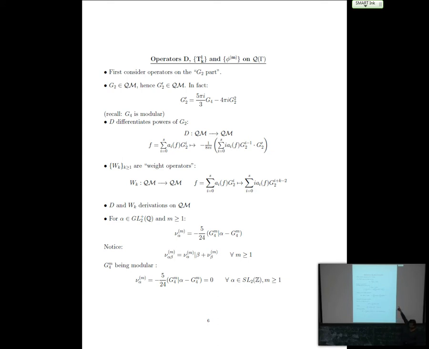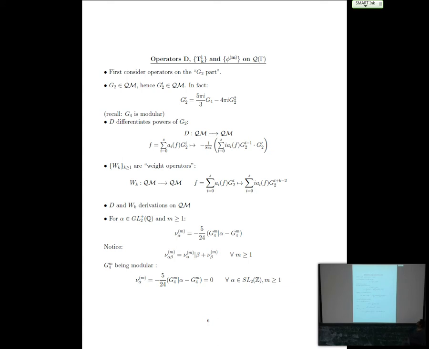So G2 squared is the top term, then the 1st term just isn't there, it's 0, and then at the 0th level, because recall that G4 is modular. So as you can see, that's 5 pi over 3 G4 times G2 raised to the 0th power. So that's the 0th, like the constant term of that part, minus 4 pi i G2 squared.